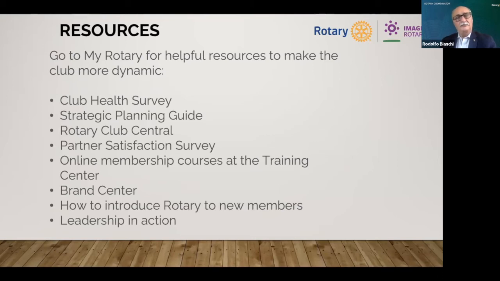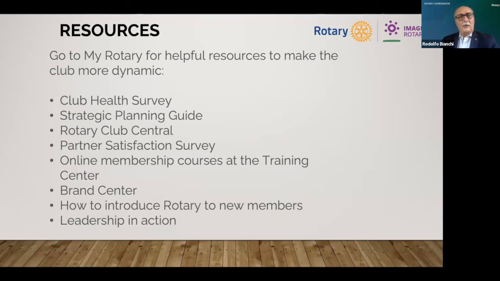Use the Brand Center. There's been a great effort at Rotary International to work with the same logo all around the world. Wherever you go, you identify Rotary the same way anywhere in the world. So use the Brand Center. You don't have to contract a special designer to do things for your club. Use the Brand Center.